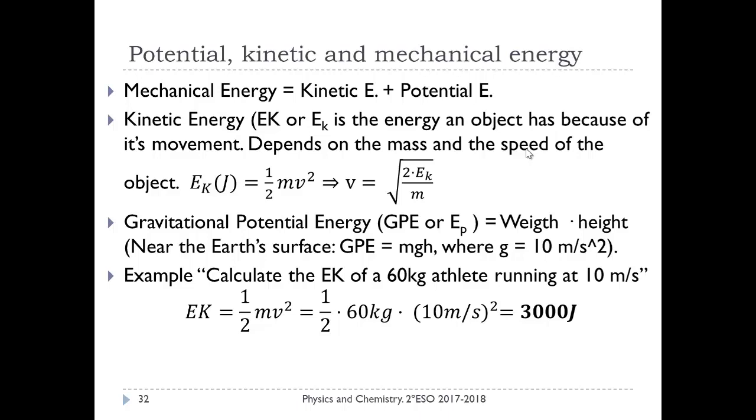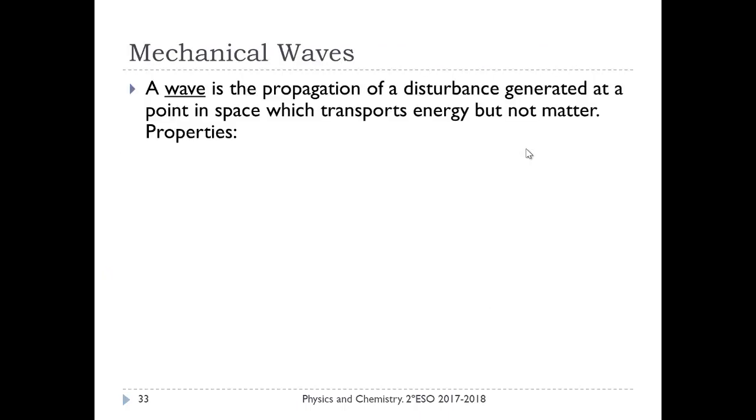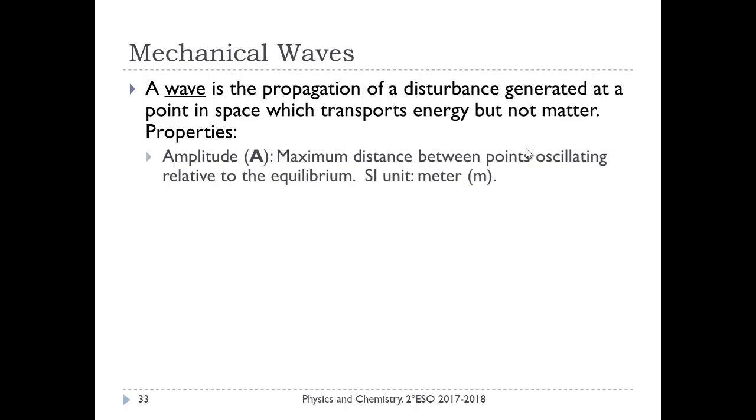So we can calculate the kinetic energy of a 60 kilogram athlete running at 10 meters per second. So it would be 1/2 times 60 kilograms times 10 meters per second squared. So that would leave us 300 joules.